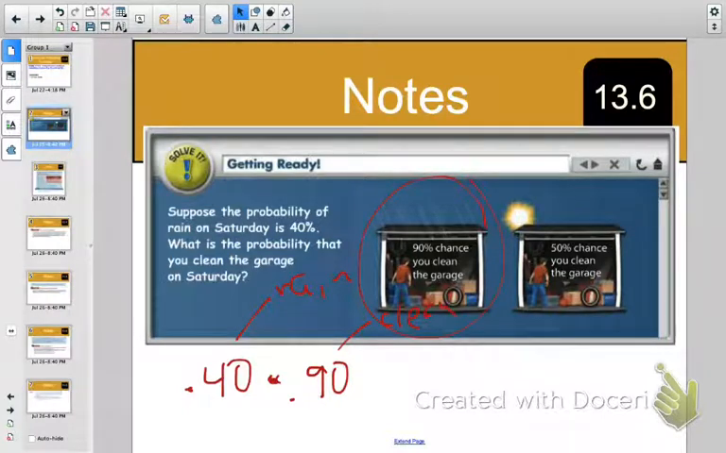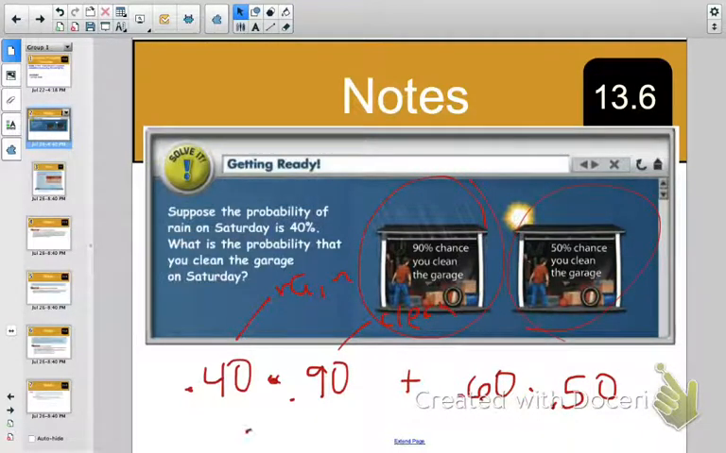Okay. Then you also have the other option, if it's sunny. So because we have another option, we're going to add on. That's or. Or means plus. If it doesn't rain, which in this case is going to be 60% chance that it is not going to rain, there's a 50% chance that you clean the garage. So 0.6 times 0.5. And then we just multiply these together.